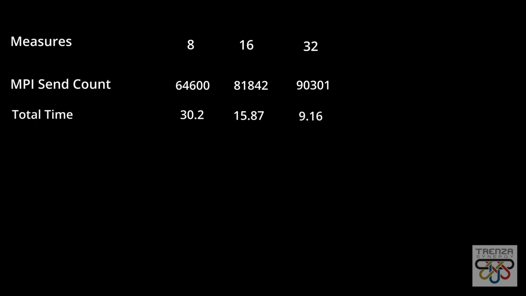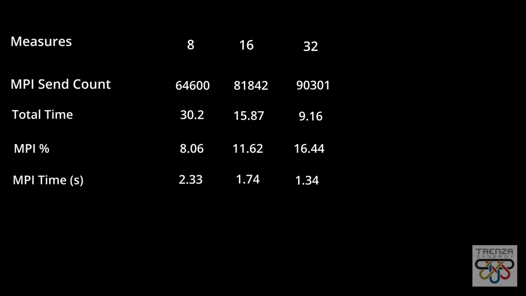When we double the number of ranks to 32, here are the results. The total number of calls to MPI send for each average rank only went up from about 82,000 to around 90,000, even though we doubled the number of ranks. The run total time is halved again, going down from 16 seconds to 9 seconds. The MPI percentage of total runtime went up to 16% of the total runtime. That said, the total MPI time stayed pretty much the same, but since the overall runtime went down significantly, that increased the MPI percentage of the total runtime.